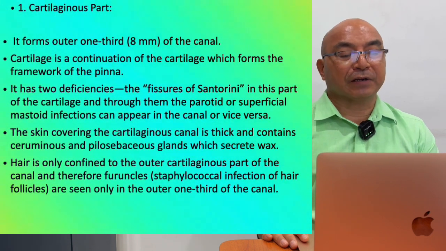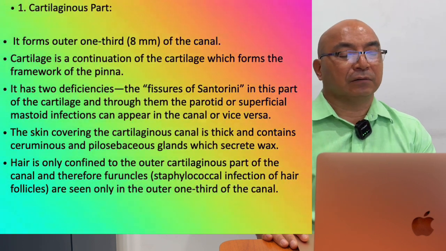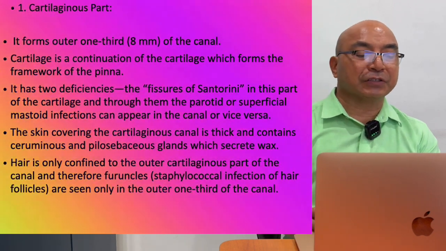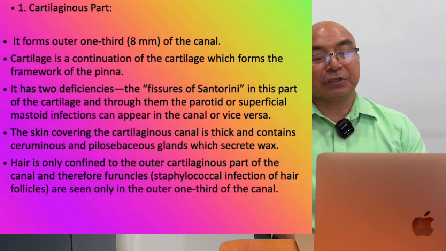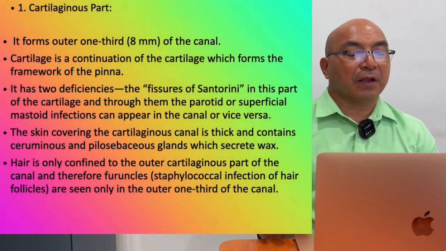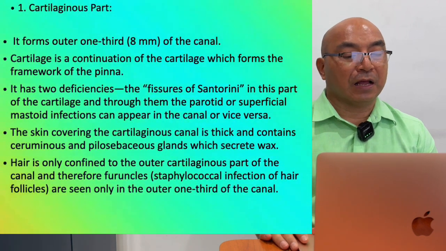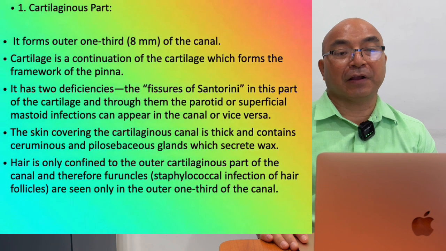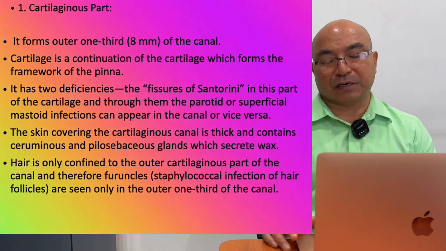The skin covering the cartilaginous canal is thick and contains ceruminous and pilosebaceous glands which secrete wax. Hair is only confined to the outer cartilaginous part of the canal, and therefore furuncles, staphylococcal infections of the hair follicles, are seen only in the outer 1/3 of the canal.